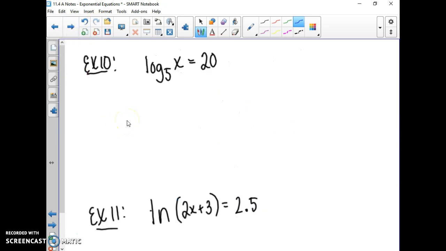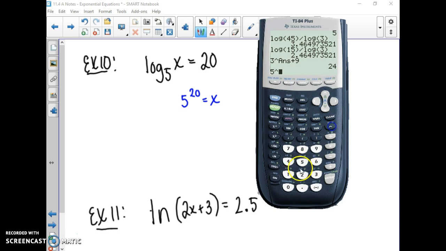Okay, sometimes we need to use what we're given. We're given a logarithm and we have to use exponentials to solve. In this case, we've got log base 5 of x equals 20, so we need to rewrite this as an exponential. We would have 5 to the 20th power equals x. So our answer here is 5 to the 20th power.